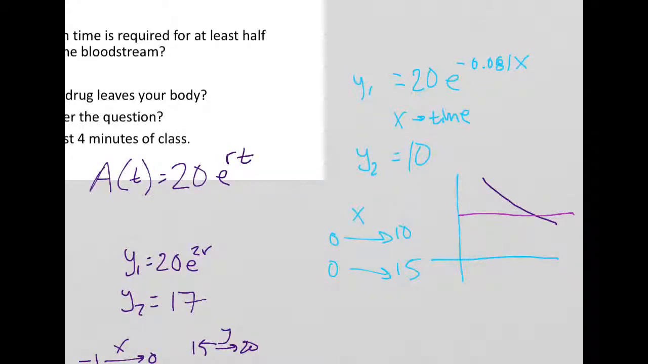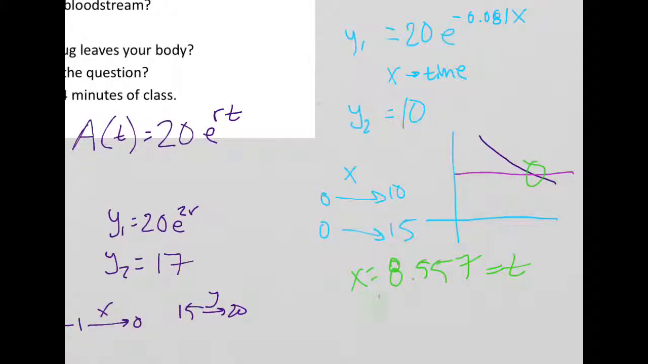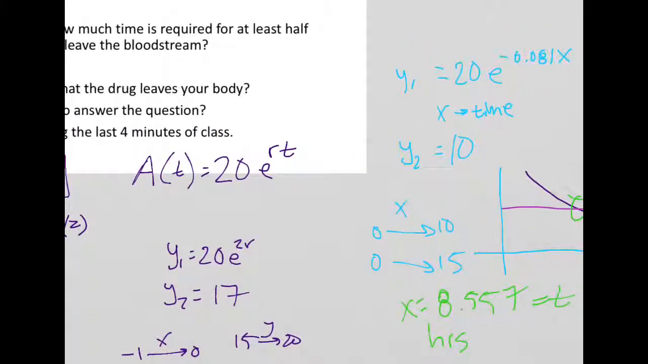So when you graph it, it should look something like that, and you can calculate that intersection point right there, which you'll find to be x equals 8.557. And remember what x represents. X is time, so really that is our t value, the hours, until half of it is gone.